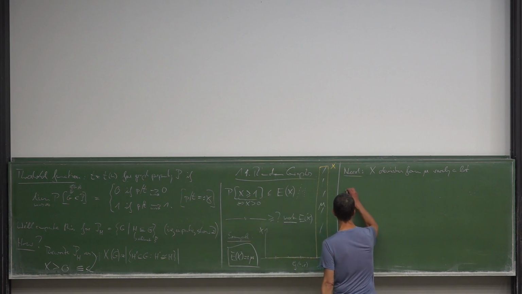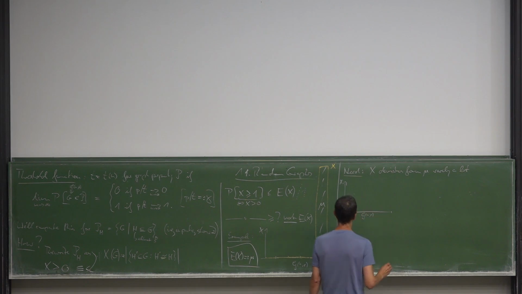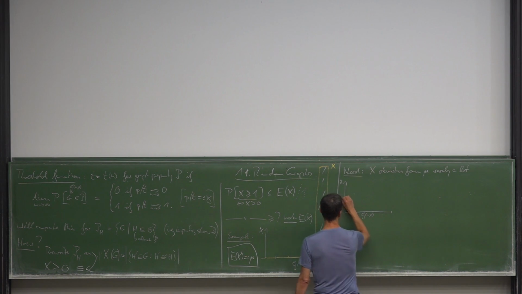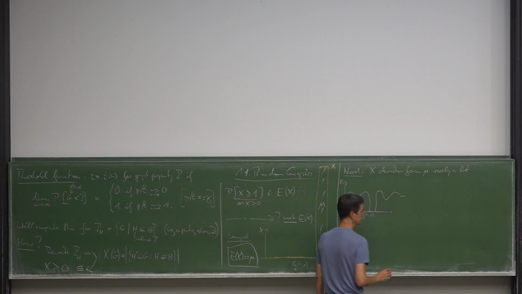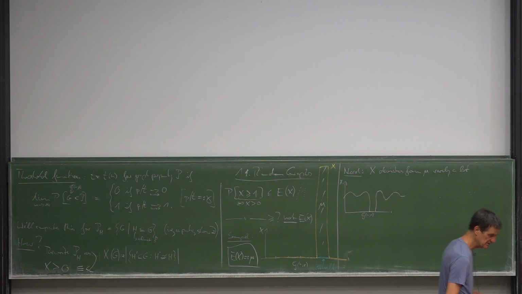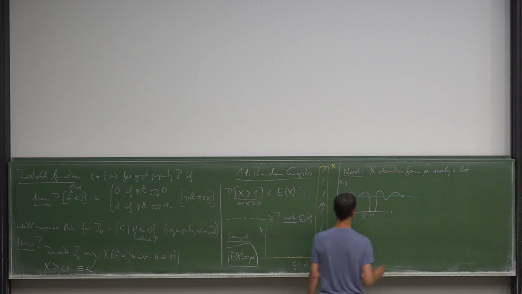So, for example, well, not for example, but it should look more like this. We have X non-negative, something like that. Then the mean is maybe here.